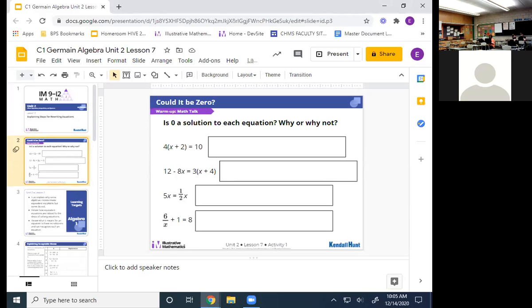I want you to take a minute and 30 seconds right now to check: is 0 a solution for each of these equations? And then tell me why or why not. My suggestion for the why or why not is to put what you got for those final numbers, and are they equal to one another or not equal? So you're taking a minute and 30 right now to work on either slide number 2 or page 186 in your text, the warm up for today.